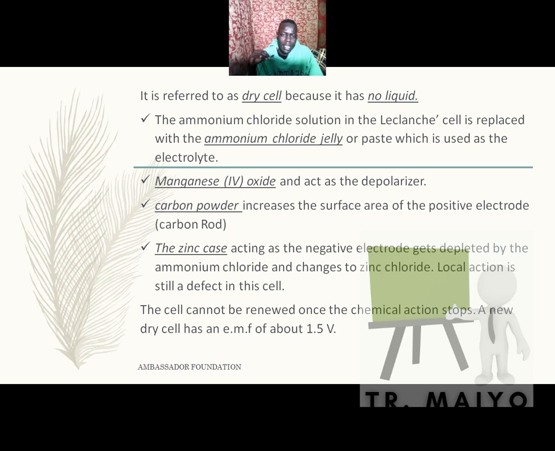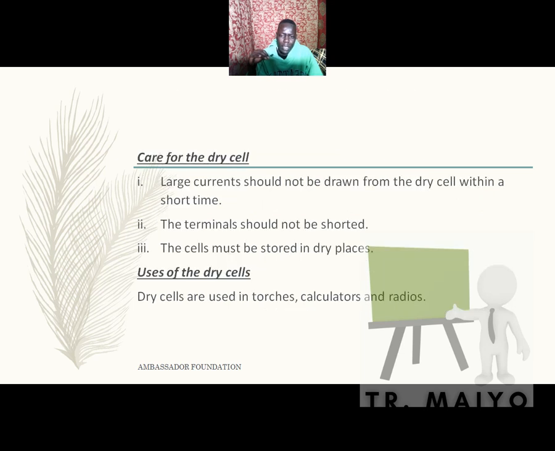Now, those were the dry cell, the Leclanche cell and the simple cell. Now, we look at the care and their uses, then we look at the secondary cells. We have two of them. How do we care for the dry cell? Large current should not be drawn from the dry cell within a short time. The terminals should not be shorted. What do we mean by the terminals should not be shorted? Do not connect the positive and negative terminals using a wire. That is shorting. The cells must be stored in a dry place. That's common sense.